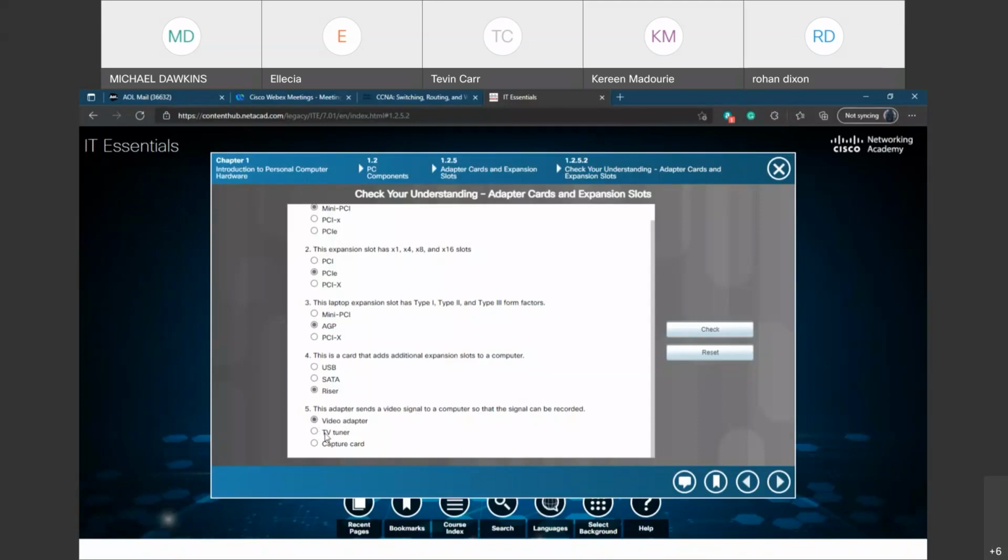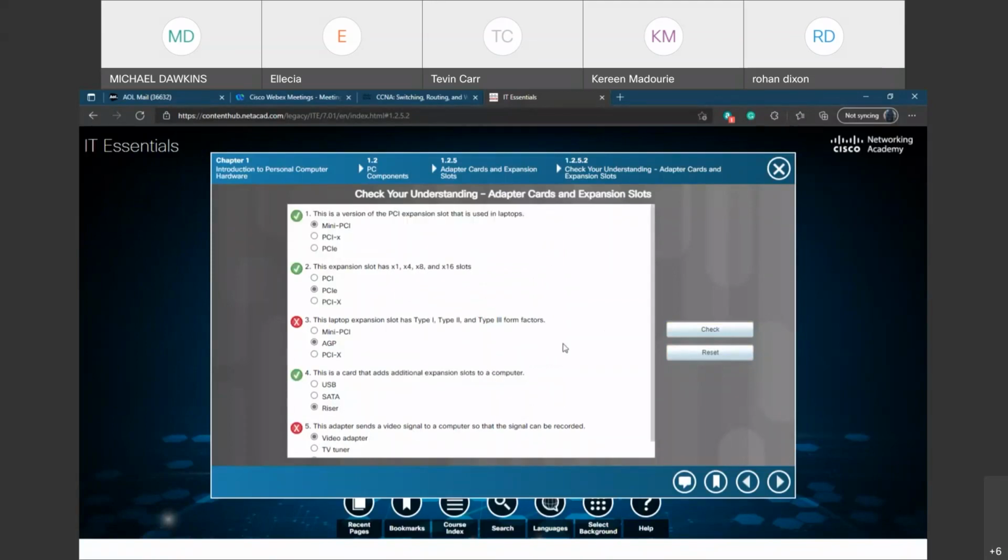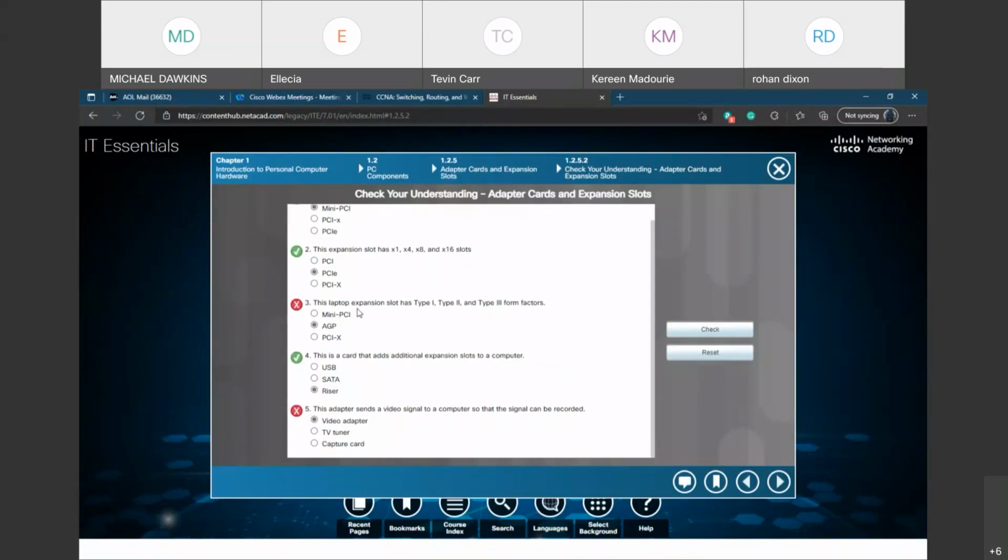Okay. All right. Let's check and see who is right and who is wrong. Number 5 is supposed to be capture card. Capture card. All right, so let us correct what is wrong now. Number 3, this laptop expansion slot has type 1, type 2, type 3 form factors. I said PCI-X. It's definitely not PCI-X. All right, let us do number 5. Video capture card.